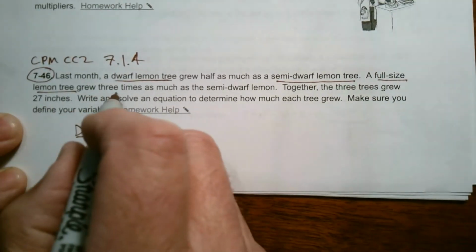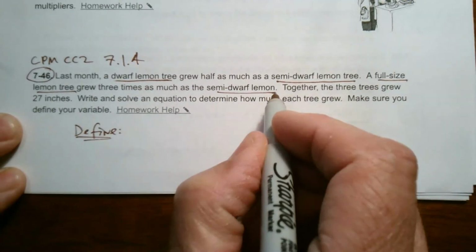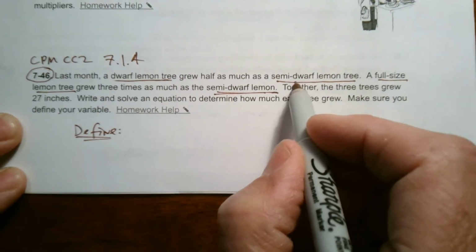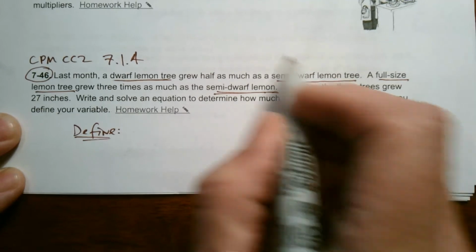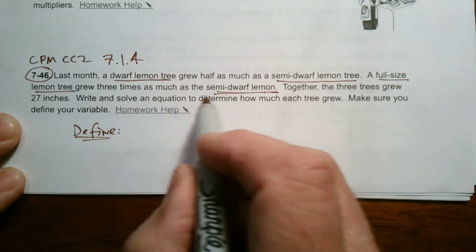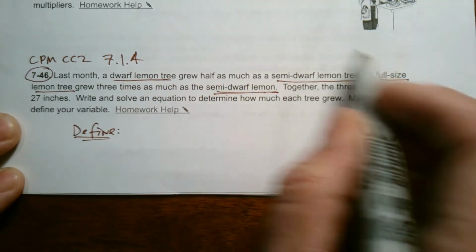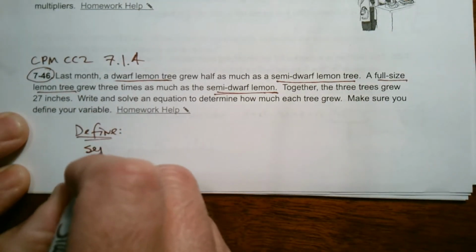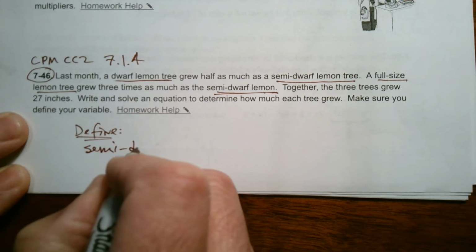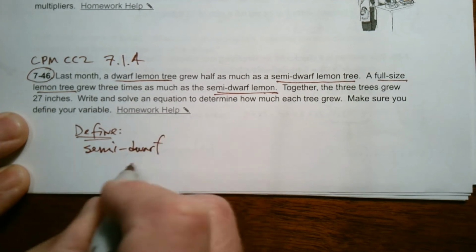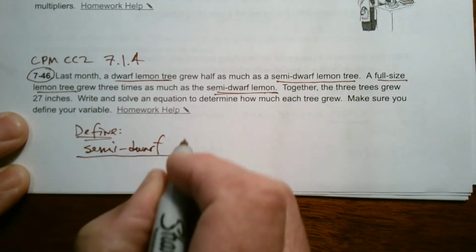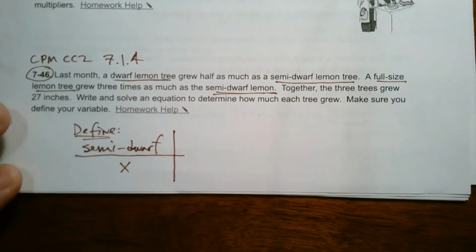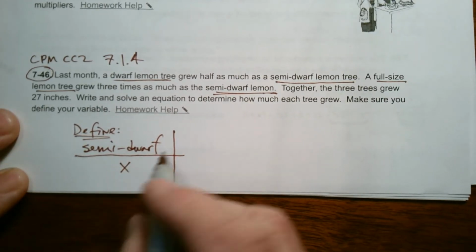The full-size lemon tree grew 3 times as much as the semi-dwarf lemon tree. So if I knew the semi-dwarf lemon tree, I could tell you what the dwarf was. And if I knew the semi-dwarf lemon tree, I could find the full size. So my x is my semi-dwarf. We know they're all lemon, so I'm just going to write semi-dwarf for my table here. That's going to be my x.